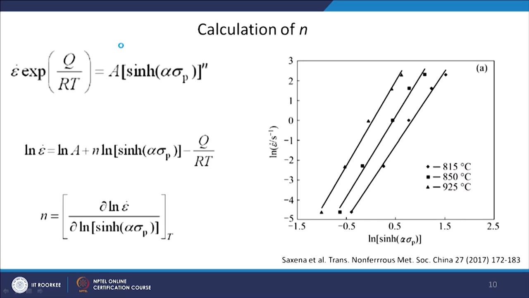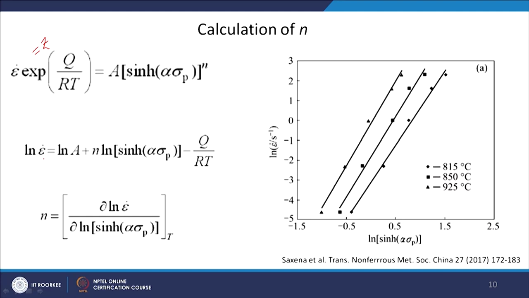Now I want to know the calculation for n. We have already seen this equation, the sine hyperbolic equation. So Z, which is epsilon dot exponential Q by RT, is equal to A sinh(alpha sigma p) to the power n. Here it is n; in the power law equation it was n prime. That is the difference. Again we will take the ln on both sides.